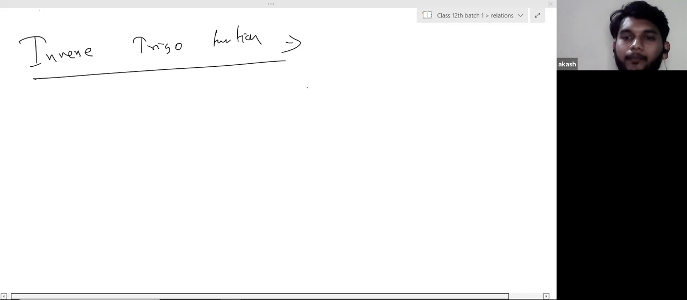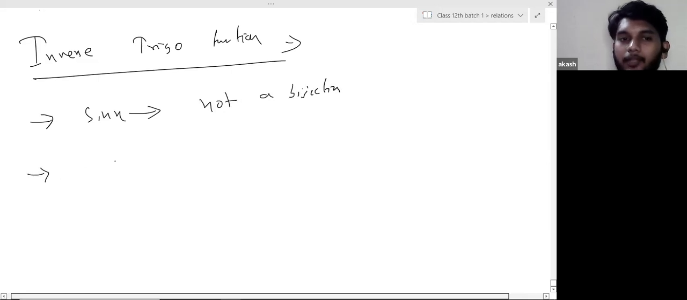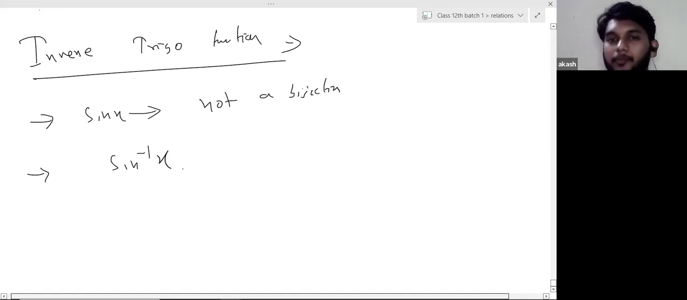See, I told you, for an inverse to exist, the function must be a bijection, but sin x, cos x is not a bijection. But as you can see, we have a function called sine inverse x, right? That is the inverse of sine x. So how is it possible?